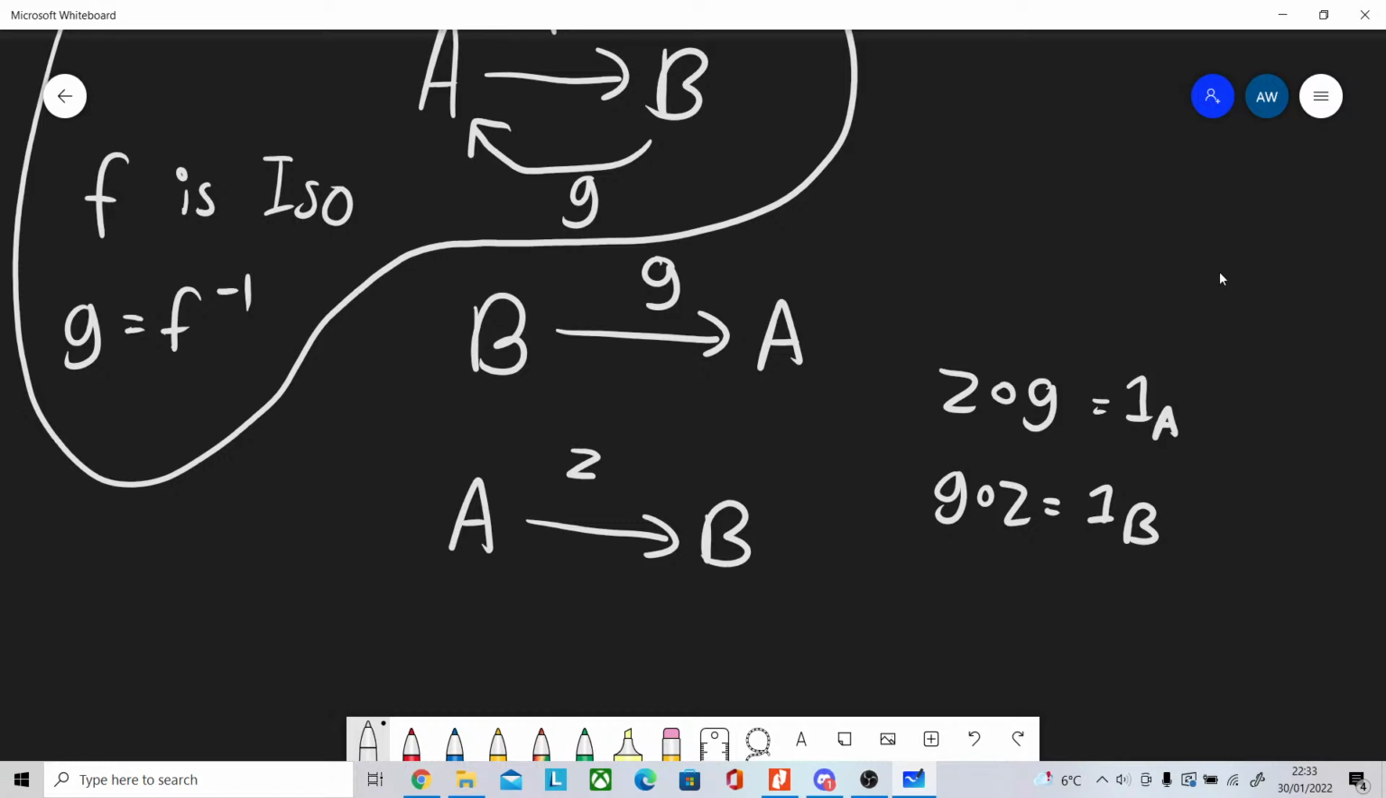So we know that G is F inverse, so we can just write that in. Actually, we'll just write that in the formula.